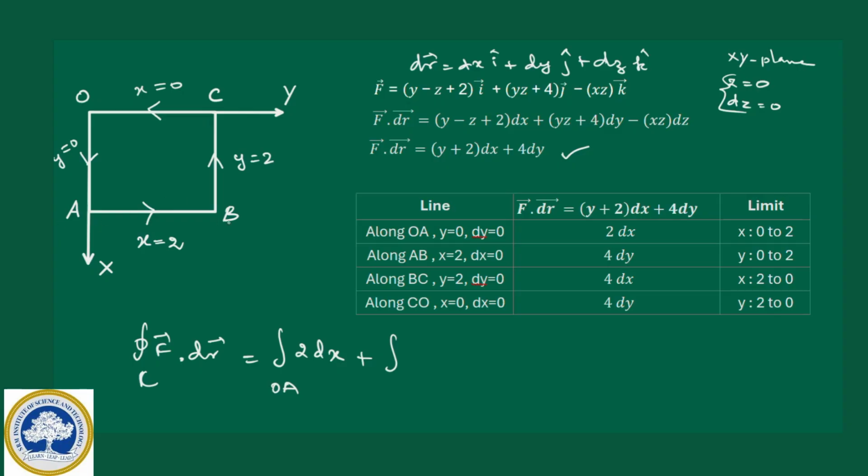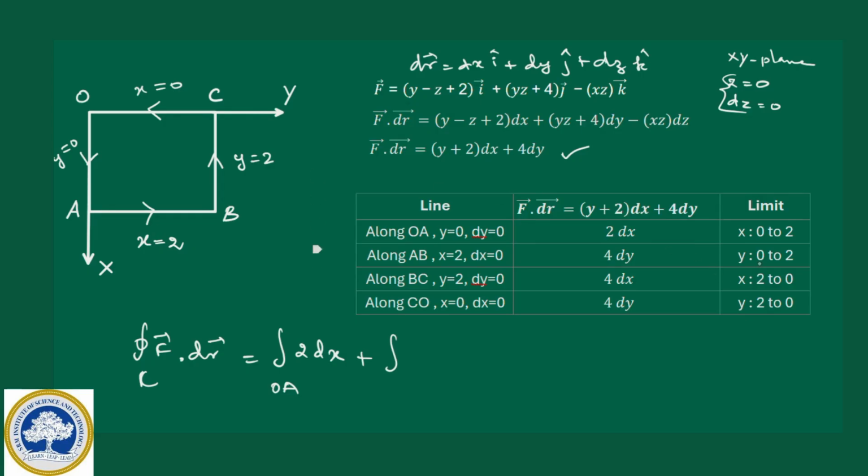Now along the line AB, x is equal to 2. Since x is equal to 2, dx is equal to 0. Hence f dot dr will be, since dx is equal to 0, this term becomes 0, and we are left with 4 dy. So 4 dy, and the limit of y varies from 0 to 2, because here the derivative is dy and we want the limit for y. For the line AB, y starts from 0 to y is equal to 2.